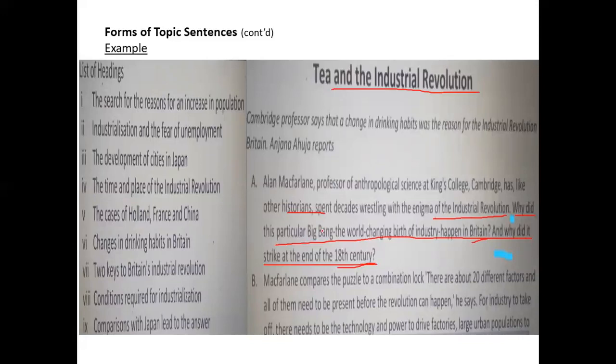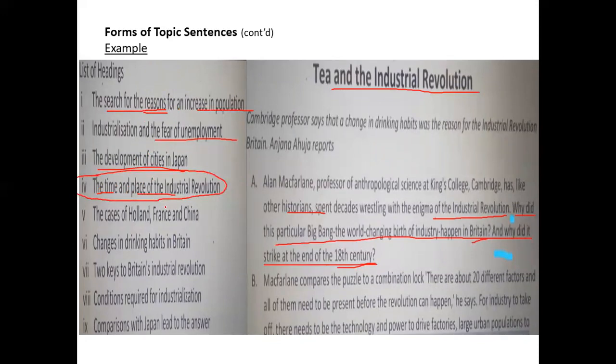Okay, so looking at the list of headings, the search for the reasons, so there was nothing like reason for increase and there is nothing like increase in population there. They mention industrialization, nothing like fear of employment. The development of cities in Japan, no. The time and place of industrial revolution, which could be history. So I'll hold on to this.